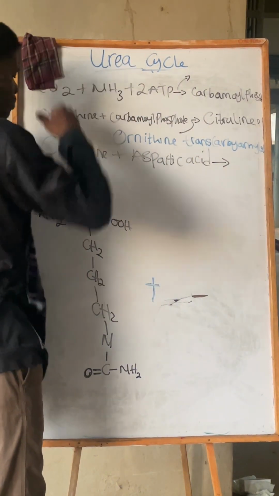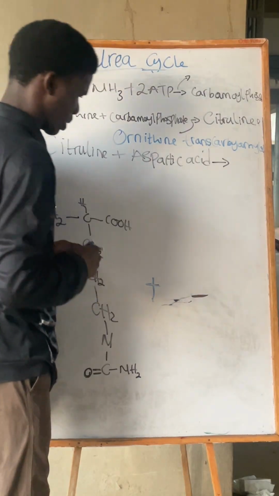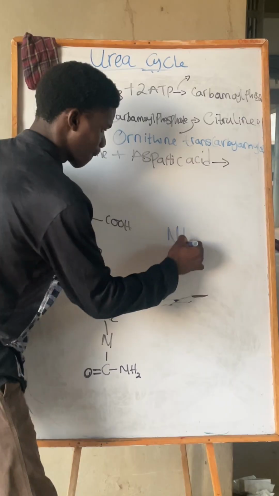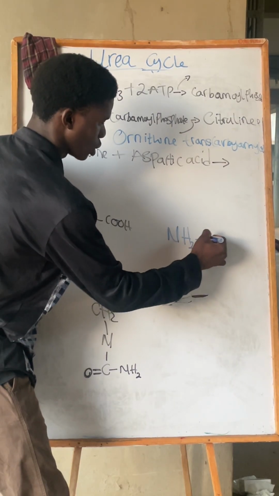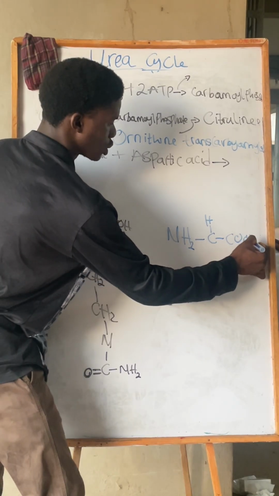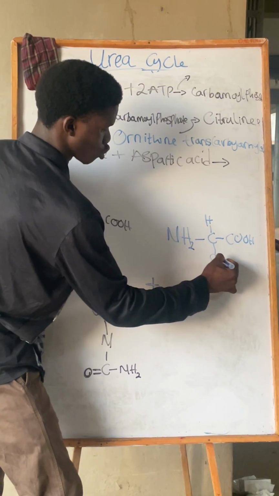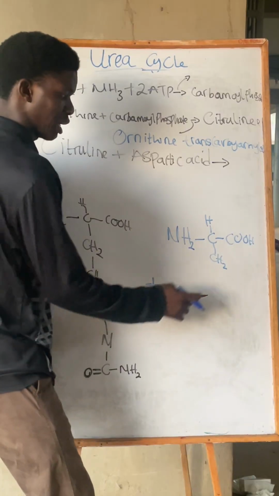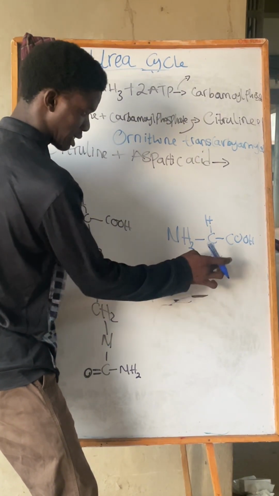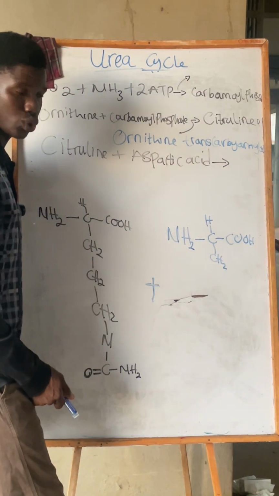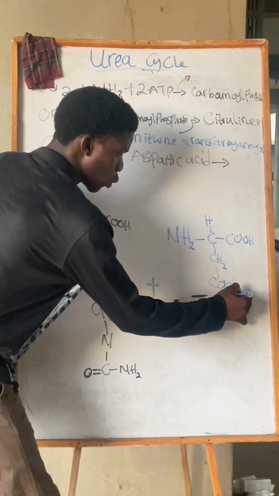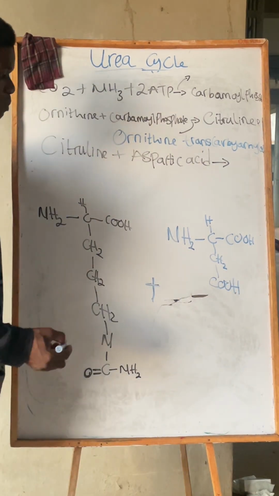So how do we do that? How do we do the structure of aspartic acid? The first thing is alanine: NH2, carbon, hydrogen, COOH, then CH2, which is our alanine. You know your alanine should be CH3, but because I still have to add something to it, that is a bond, so I'll leave it as CH2. So now the next thing is to add the acid, which is COOH. So this is the aspartic acid.